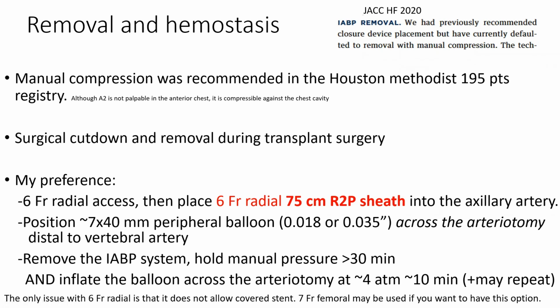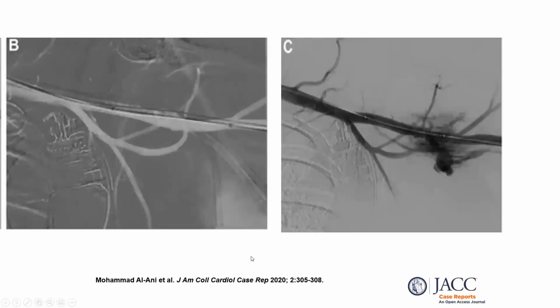If things look clean clinically, you may wait till the end of manual pressure to verify with angiography that you don't have any bleeding. The only issue with the 6 French radial sheath is that it does not allow advancing a covered stent in case of a catastrophic complication, in case you cannot seal the bleeding. That's why some operators, and the Sky paper, prefer the use of a 7 French 90 centimeter sheath that you position in the left subclavian in order to have the option of a covered stent.